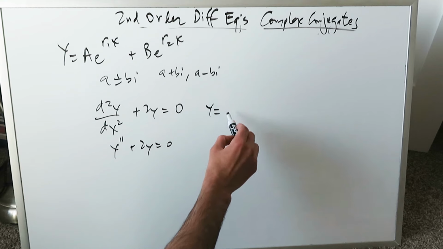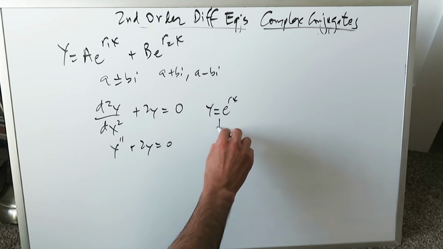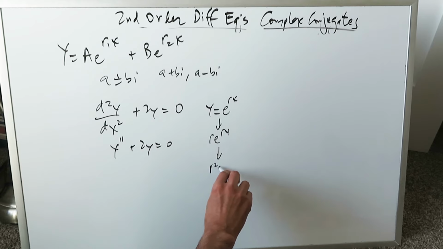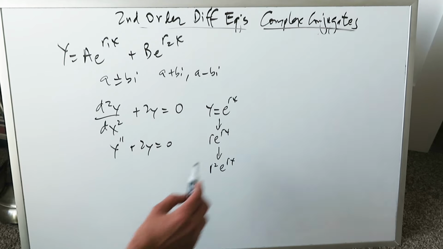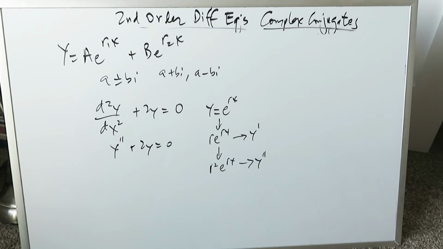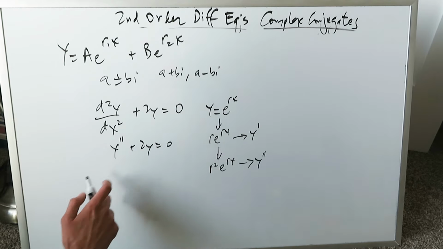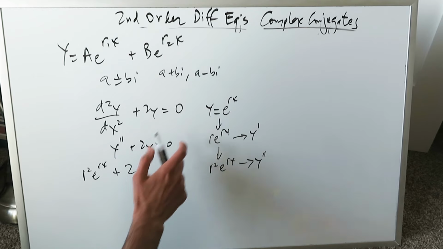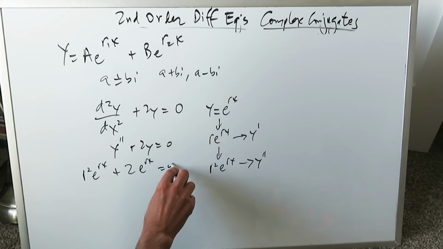You do a substitution, y is equal to e to the rx. The first order derivative is re to the rx. The second order is r square e to the rx. You bring these in. This right here is equal to y single prime. That's equal to y double prime. Bring the substitutions. I have a double prime here, so it's r square e to the rx plus 2y, which is e to the rx equals 0.